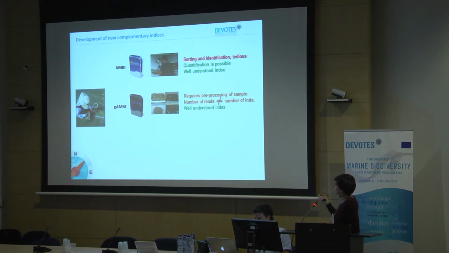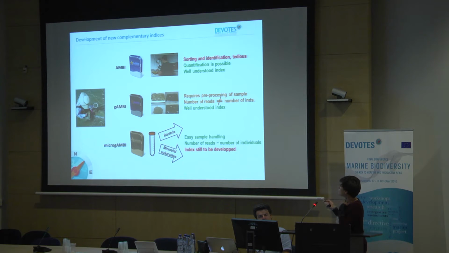As a summary, we have the traditional AMBI, which requires species identification, which is tedious, and we have what we call the genetic AMBI that is improved in terms of cost effectiveness, but still requires some pre-processing of the sample that is not ideal, and also we cannot infer the number of individuals from the number of sequence reads. So we thought that developing a microorganism-derived index could be an option as well.